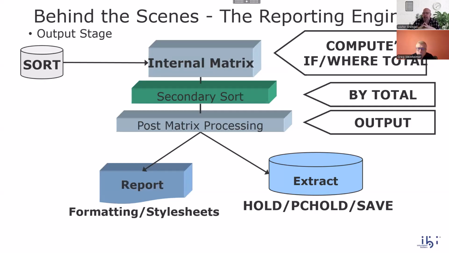All right, so we built the internal matrix, and then the rest is we're doing a secondary sort. If I do a BY TOTAL, it's going to sort the data in the internal matrix based on your BYs. But then once the internal matrix is generated, we're going to resort it based on your BY TOTAL, or BY TOTAL, so you get more than one. Then we're going to do any WHERE TOTALS. So COMPUTE, IF, WHERE TOTAL. And then the post matrix processing is where we get our output.